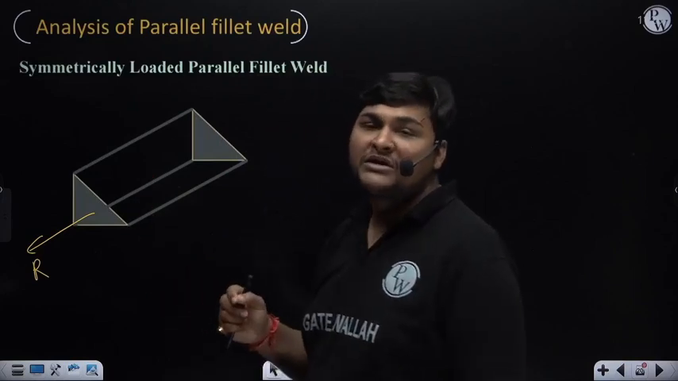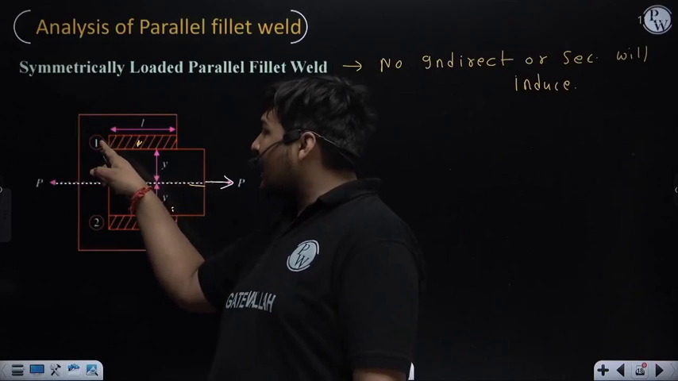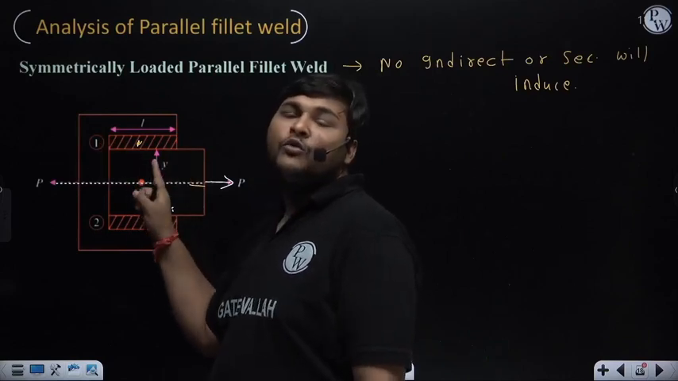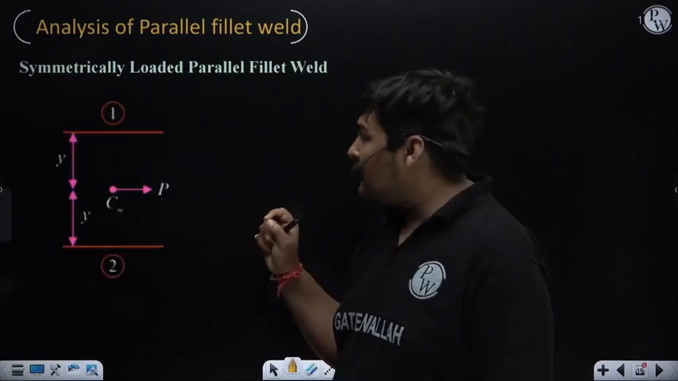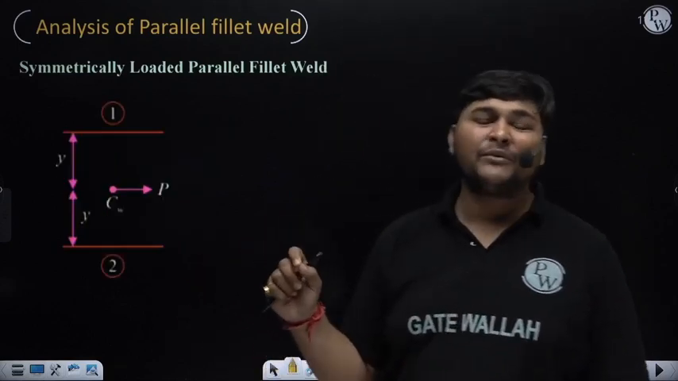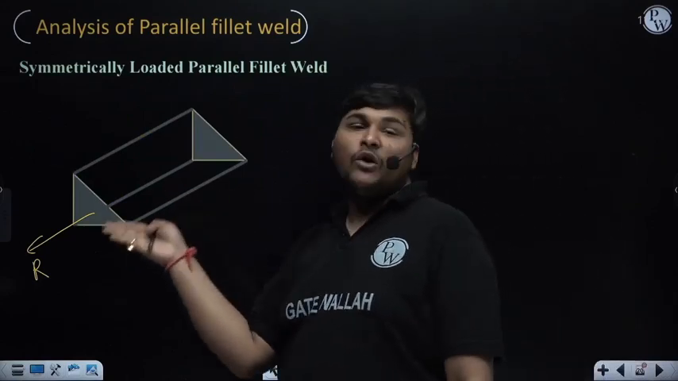Why will we always take the plane along the length? Because whenever any fillet weld breaks along the length, plate 1 and 2, or plate A and B, will get separated from each other. So whenever we are calculating stress in a weld, whether it is a butt weld or a fillet weld, we will calculate stress in the plane which is along the length.